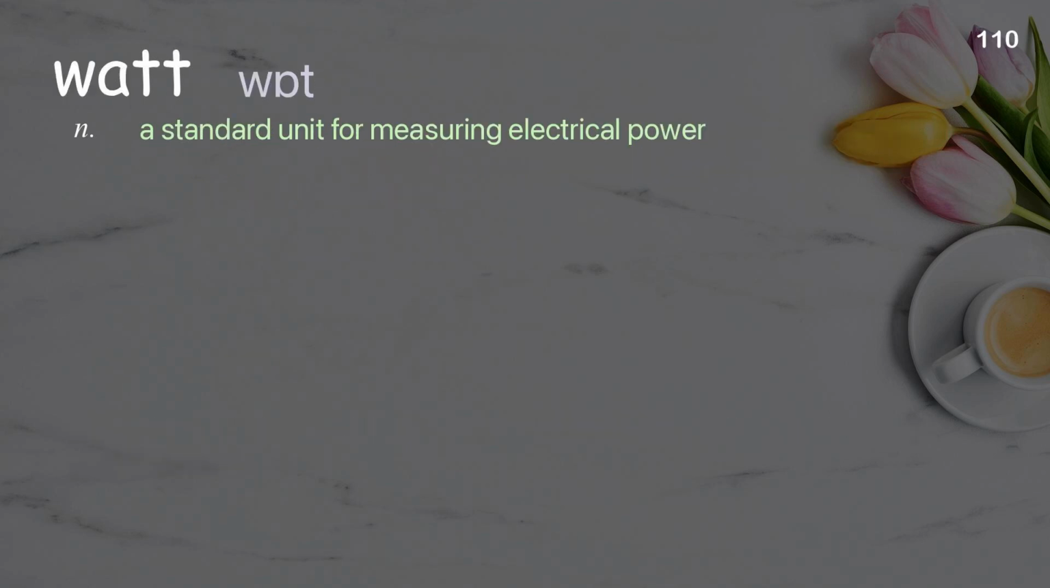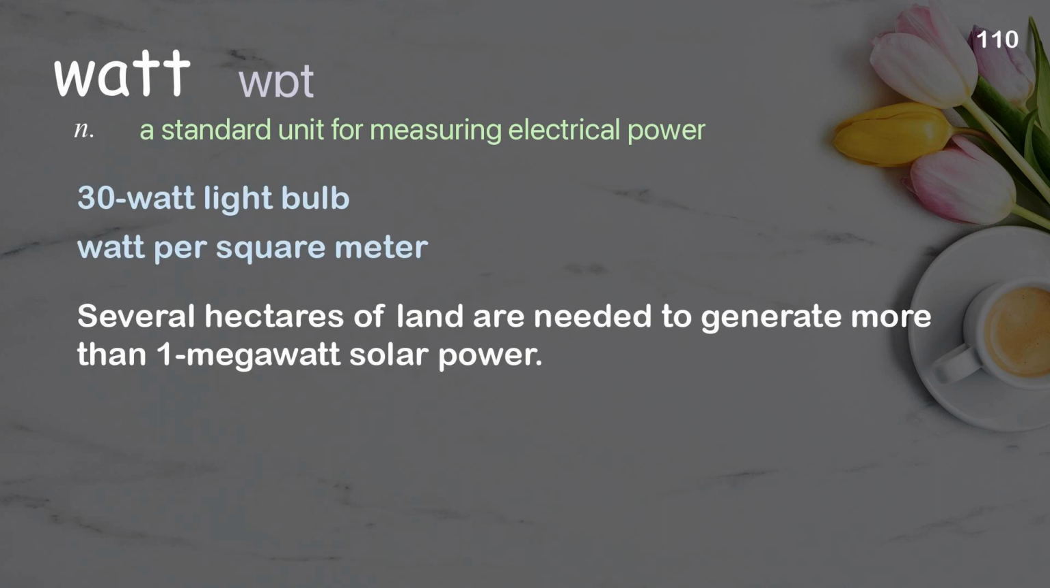Watt. A standard unit for measuring electrical power. Examples: 30-watt light bulb. Watt per square meter. Several hectares of land are needed to generate more than 1 megawatt solar power.